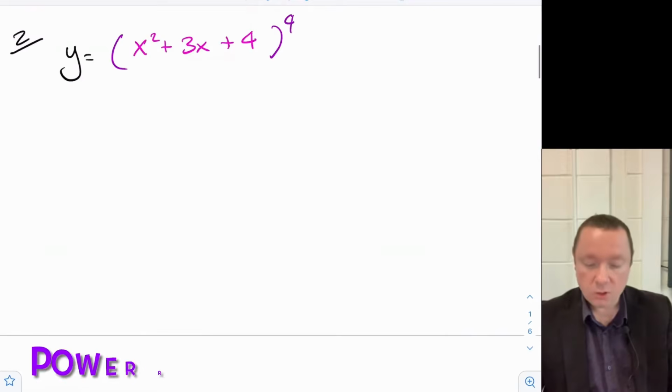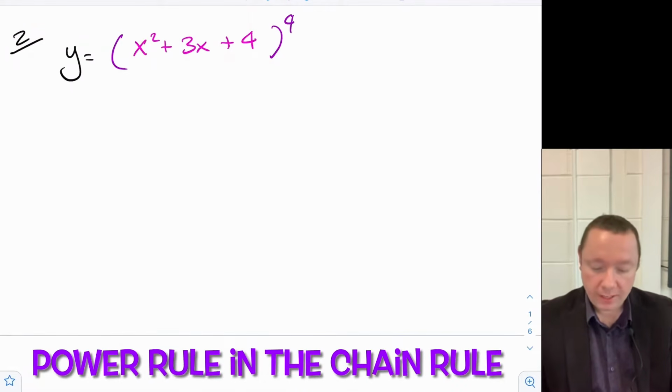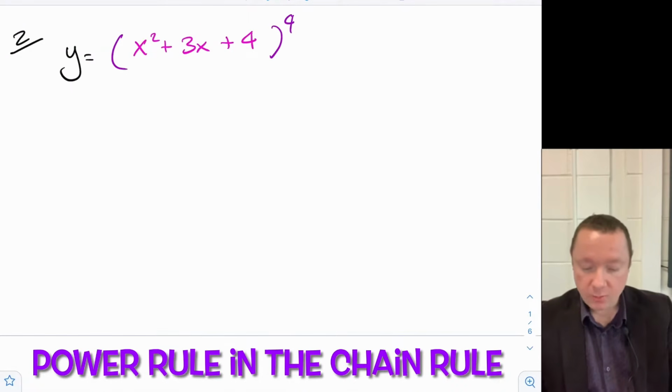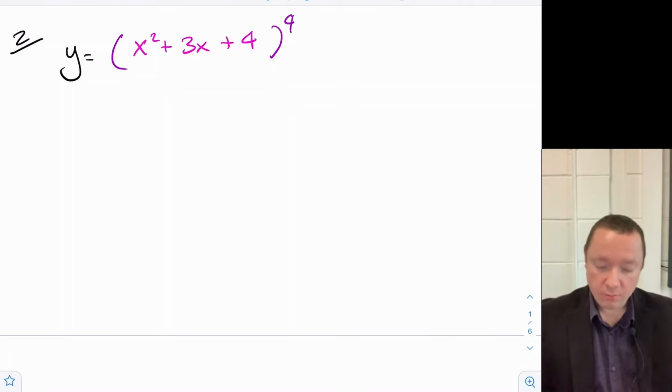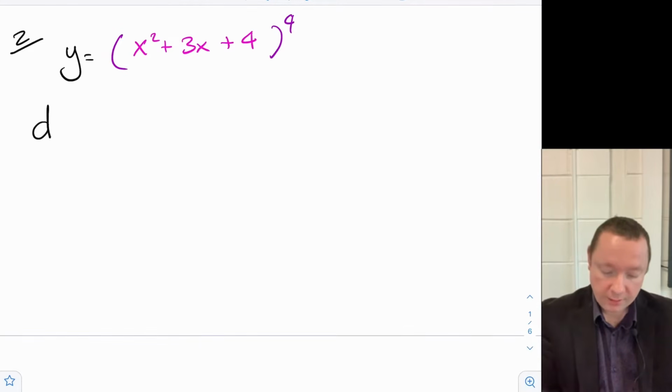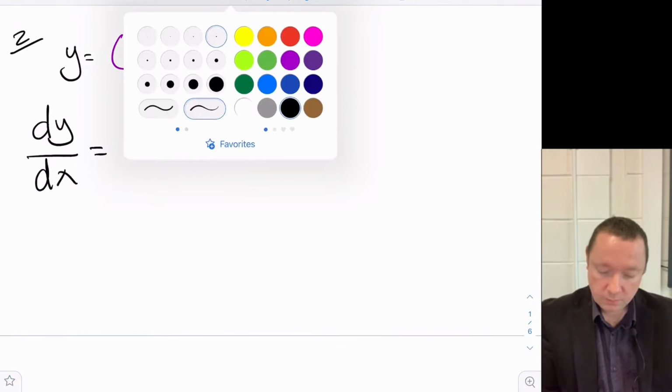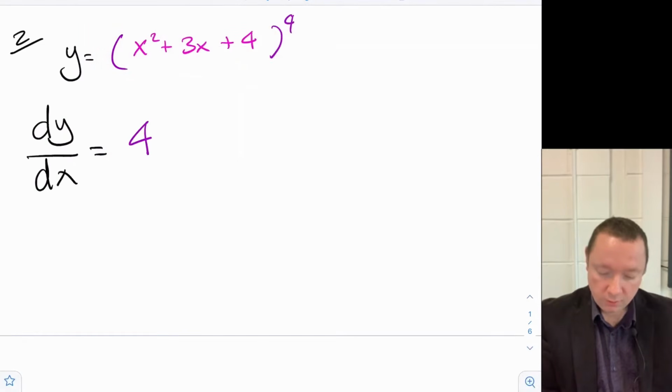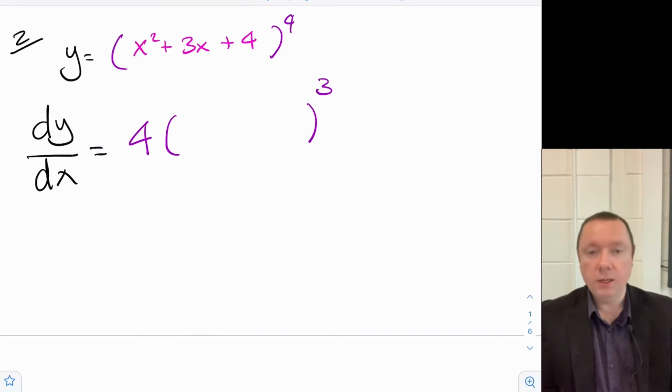Okay. Let's look at a second example where it says y equals (x squared plus 3x plus 4) all to the power of 4. So our inside function is just this in pink, and our outside is all that to the power of 4. So dy by dx equals, take the 4 down to the front, leave the inside alone, and reduce the power by 1. So I've done my first differentiation.